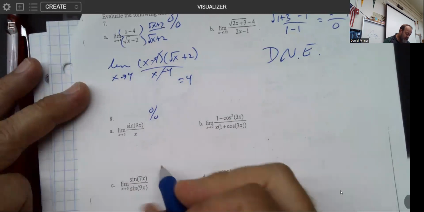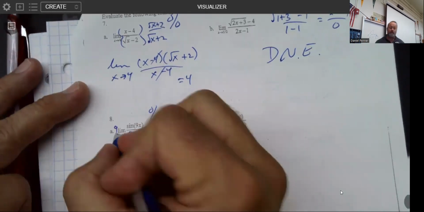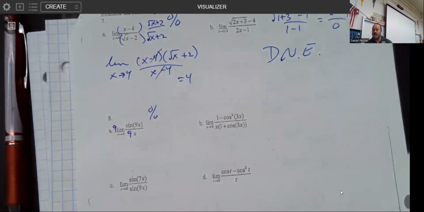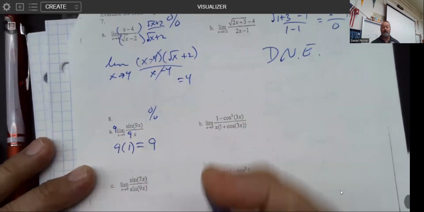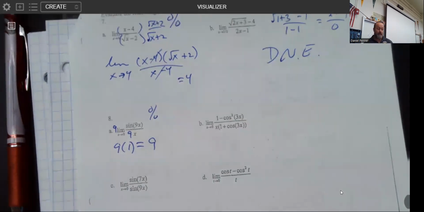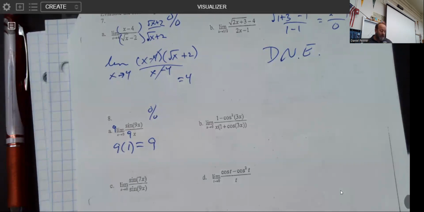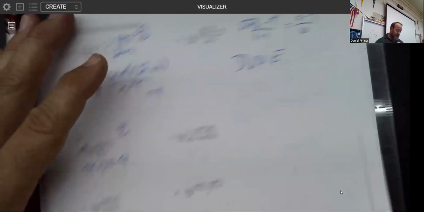Okay, very similar problem to one of the ones we did before. I'm not going to beat this one up too much, but I wanted the sine of u over u to exist. So I've got a limit of 9. I mean, what are you going to do? It's pretty quick.